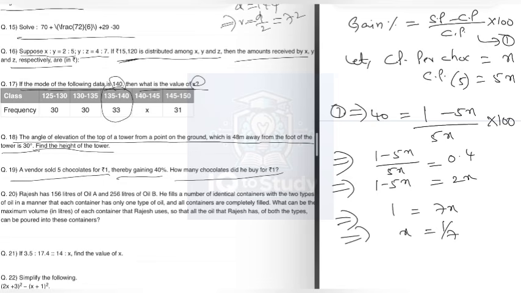We have to find how many chocolates did he buy for 1 rupee. So number of chocolates for 1 rupee is equal to 1 by x, that is equal to 7.